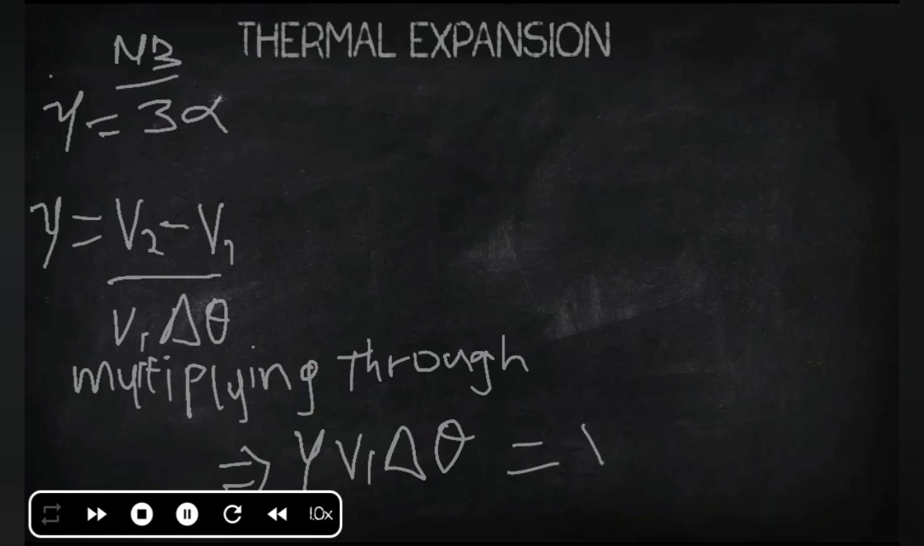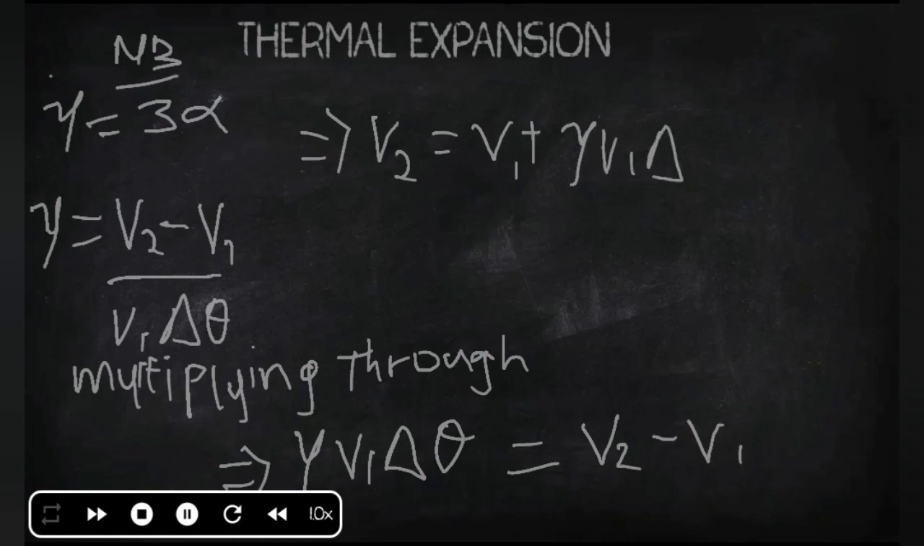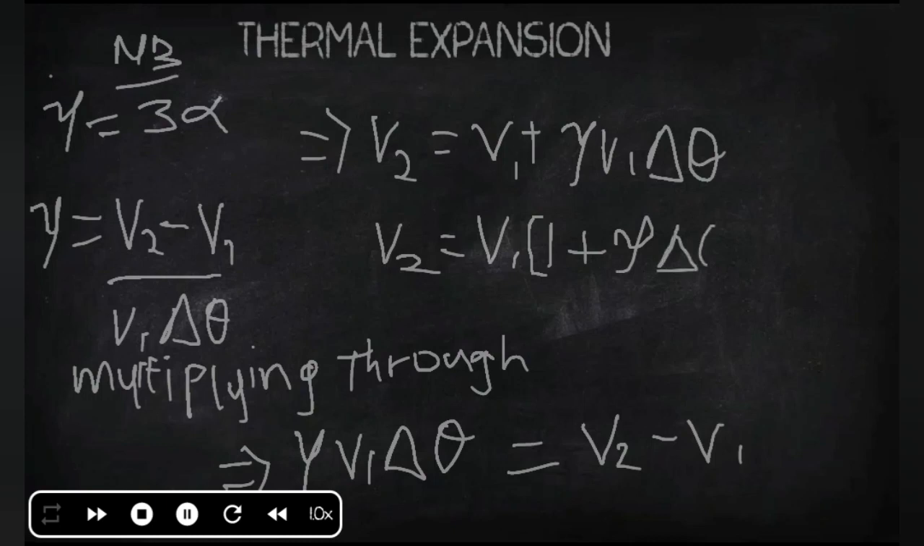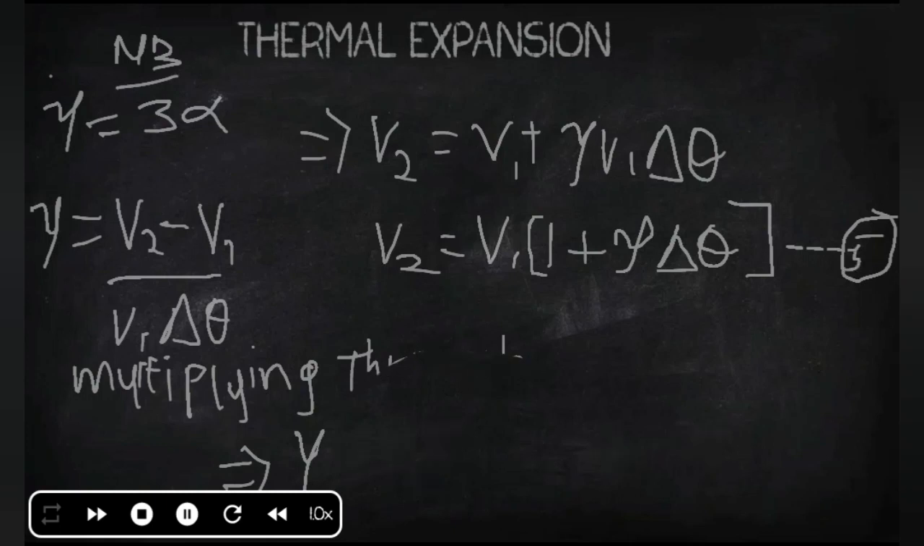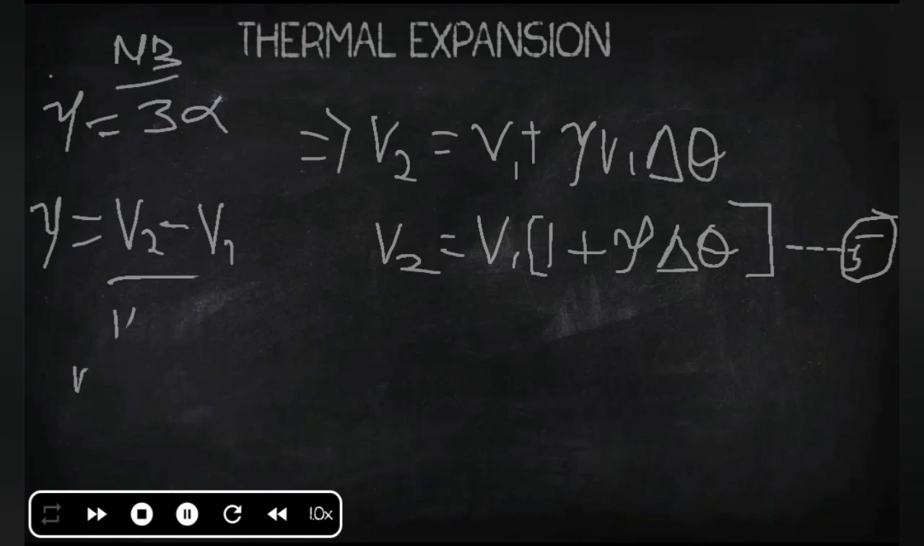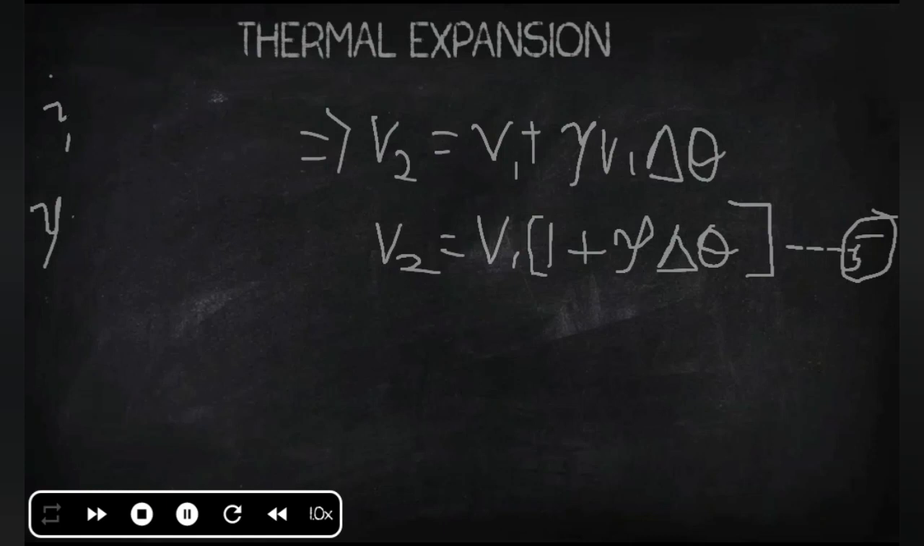Through our normal routine, we know that gamma is equal to V2 minus V1 all over V1 delta theta. Multiplying through, gamma V1 delta theta is equal to V2 minus V1. V2 is equal to V1 plus gamma V1 delta theta. Factorizing out, V2 is equal to V1 times 1 plus gamma delta theta.